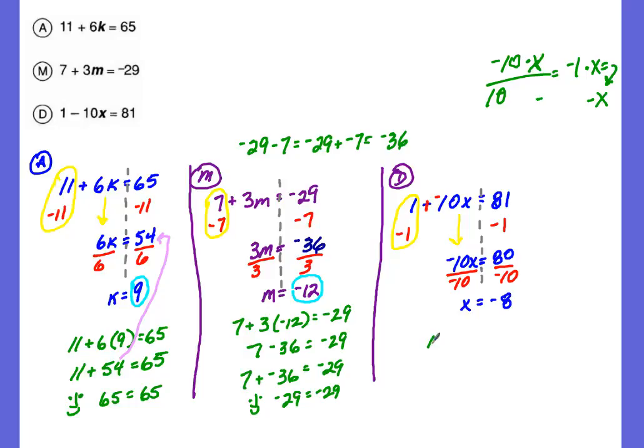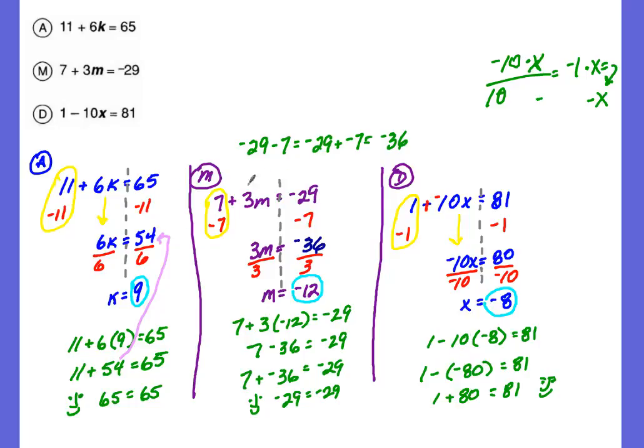We can check it. Does 1 minus 10 times negative 8 equal 81? So 10 times negative 8 is negative 80. Does that equal 81? Subtracting a negative is like adding, so that's like saying is 1 plus 80 equal to 81, and that's probably a problem you were doing in 4th grade. That's absolutely true. So I can be confident with my answer of negative 8.